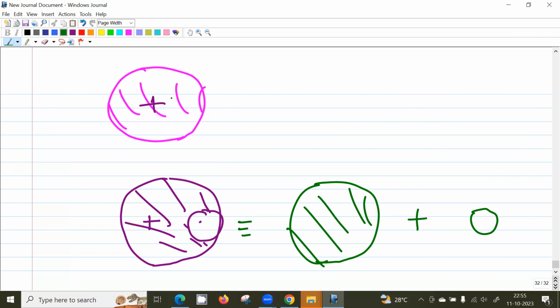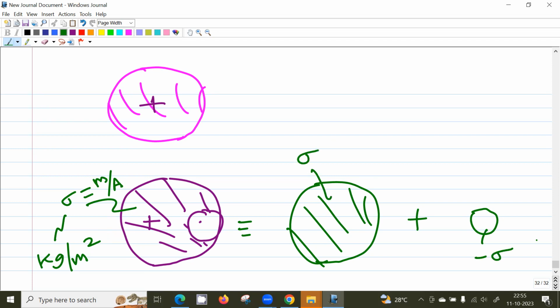So mass is distributed around the flat surface. So let this mass density be sigma, that is equal to total mass by area. So the unit of this thing is kg per meter square. So this is like surface mass density. Volume mass density is kg per meter cube. But this surface mass density, I'm taking the mass and distributing over the surface. So this is the same sigma, and this one is a negative mass, minus sigma.